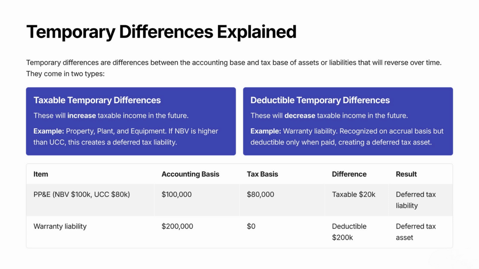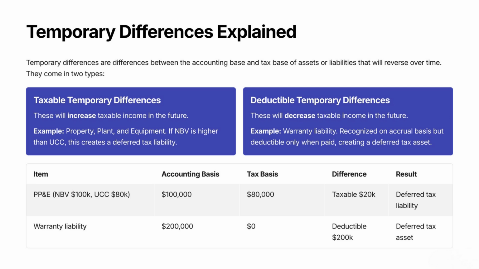Okay, so we know these differences exist. Now let's get a bit more specific. These temporary differences really come in two flavors: taxable and deductible. And figuring out which one you're dealing with is the absolute key to knowing if you've got a future tax bill on the horizon or a future tax break. This table is a perfect way to see this in action.